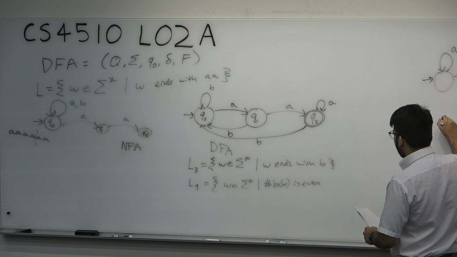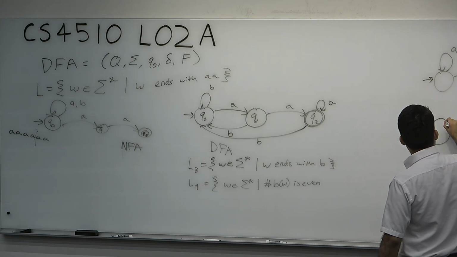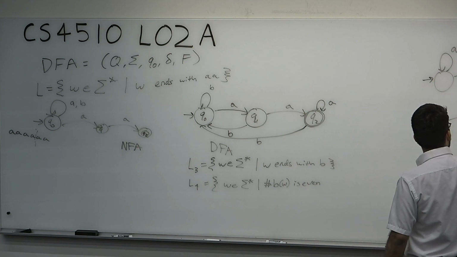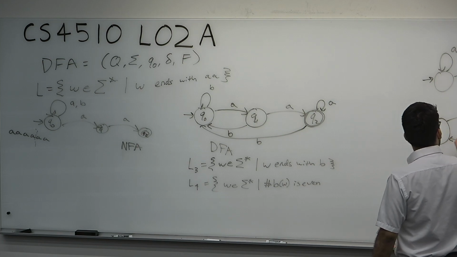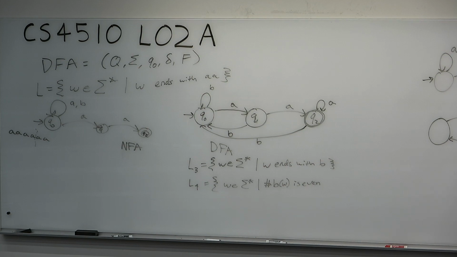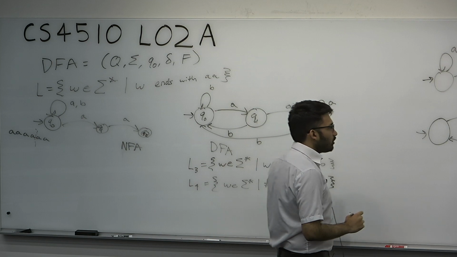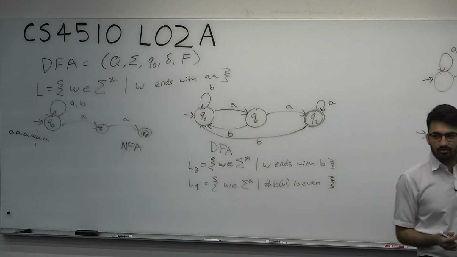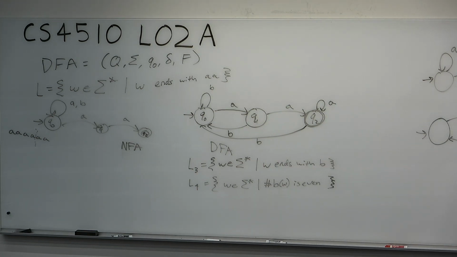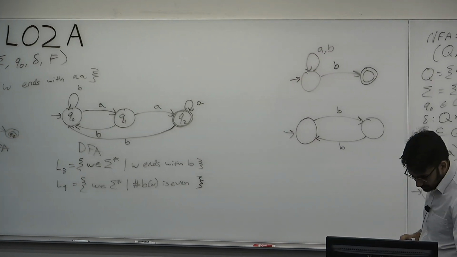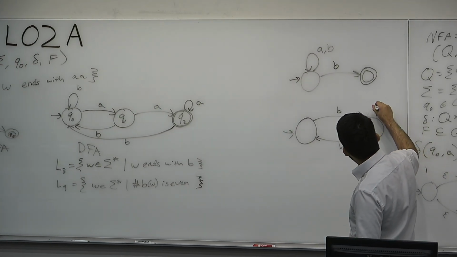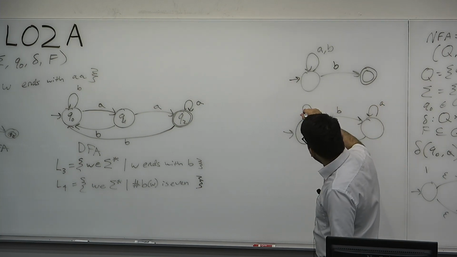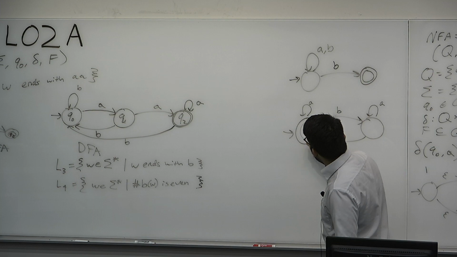Now what if we did L4, where we want the number of B's to be even? So we want to do our little kind of clock thing. Now we have to have the A's here, right? If we don't have the A's, it's not ignore the A's, it's reject on the A. We want to ignore the A's and not reject on them. So we have to have transitions here for the A's. That's going to give us something like this and this. And what is the accept state? This is the accept state, right?